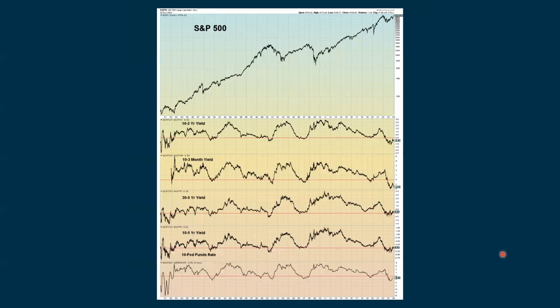Then we keep an eye on the yield curves, and the ones that the market really follows are the 10 to the 2-year and the 10 to the 3-month. They had been showing some improvement, but now they're starting to go back down. And so this is not normal, and this suggests that there may be a recession somewhere in the future. Once they go back to being normal, that's usually when we start the countdown to see, okay, is a recession going to actually happen? And that's the debate that's going back and forth.